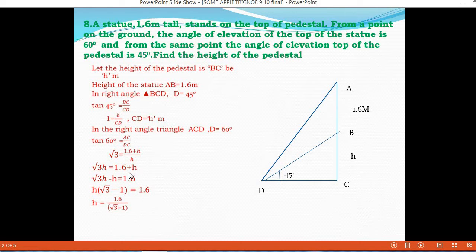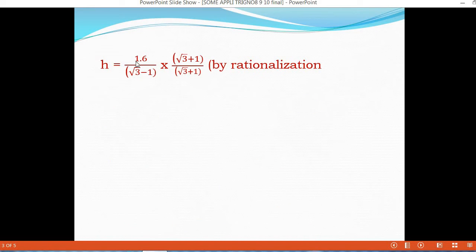Transpose H to the LHS, it becomes root 3 H minus H is equal to 1.6. If you take H common, H into root 3 minus 1 is equal to 1.6. Therefore H is equal to 1.6 divided by root 3 minus 1.